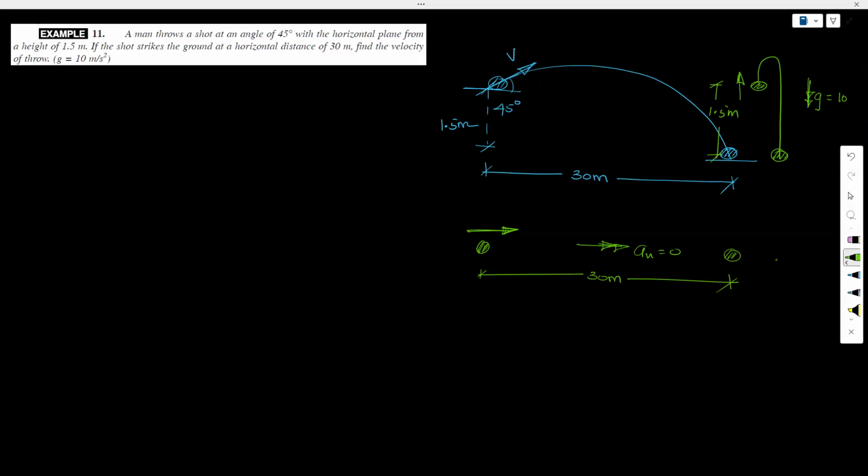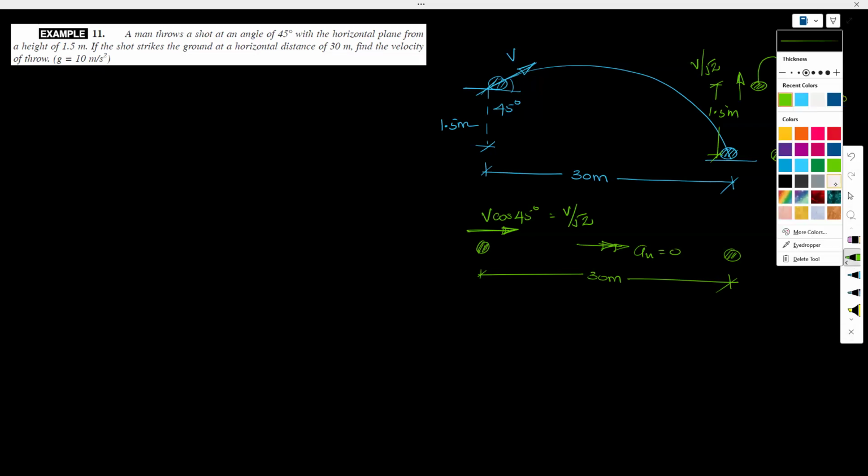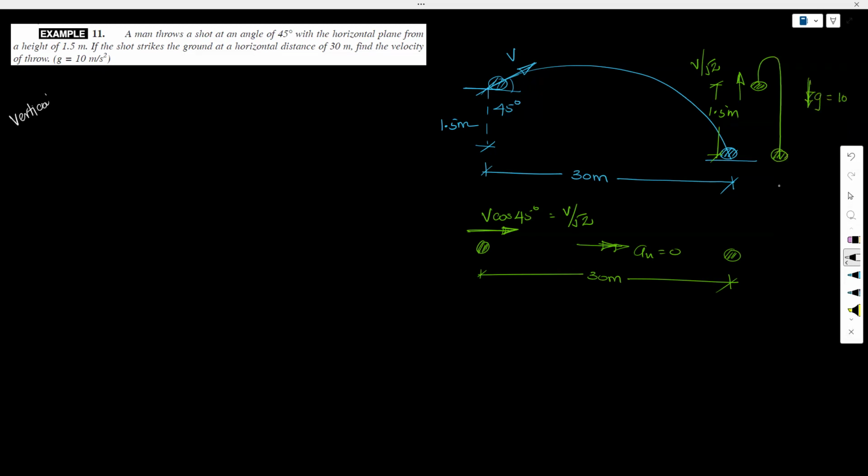So the horizontal component and the vertical component are going to be V cos 45, which is V over root 2, and V sin 45, which is V over root 2 as well, because sin 45 and cos 45 are both 1 over root 2. So let's deal with the problem. I'm going to consider the vertical projection first.